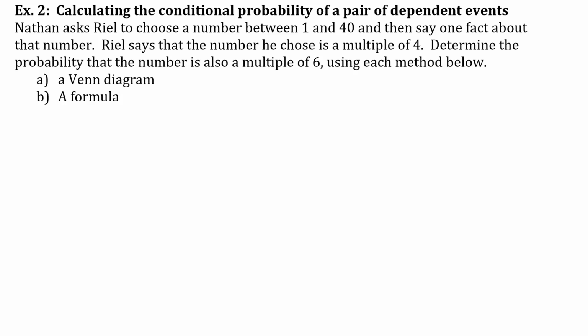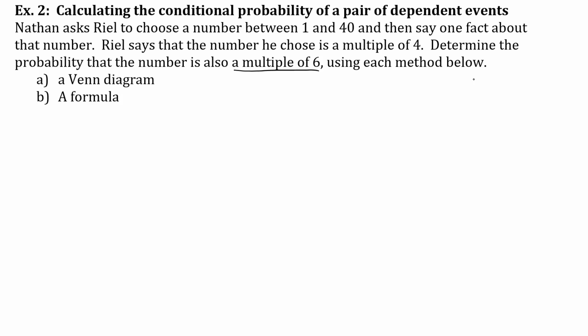Example number 2, calculating the conditional probability of a pair of dependent events. Nathan asks Riel to choose a number between 1 and 40 and say one fact about that number. Riel says that the number he chooses is a multiple of 4. Determine the probability that the number is also a multiple of 6 using each method below: A, a Venn diagram, B, a formula.